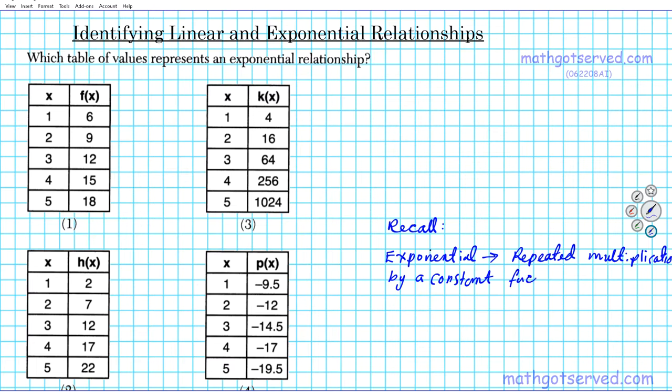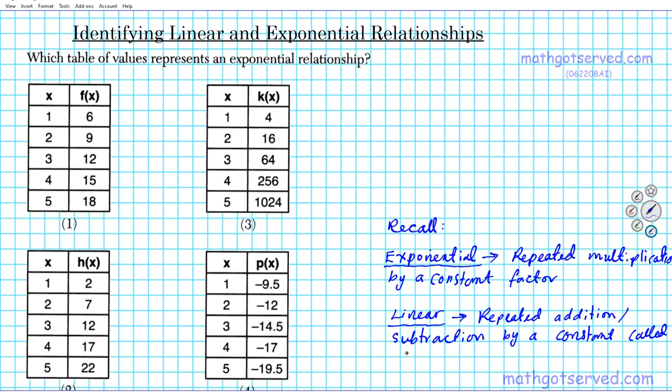Now, how does that differ from a linear relationship? So a linear relationship, the terms are generated by repeated addition or subtraction. Okay? So linear relationship is repeated addition or subtraction by a constant, and that constant is called the common difference. Okay, the differences are common, the common difference.